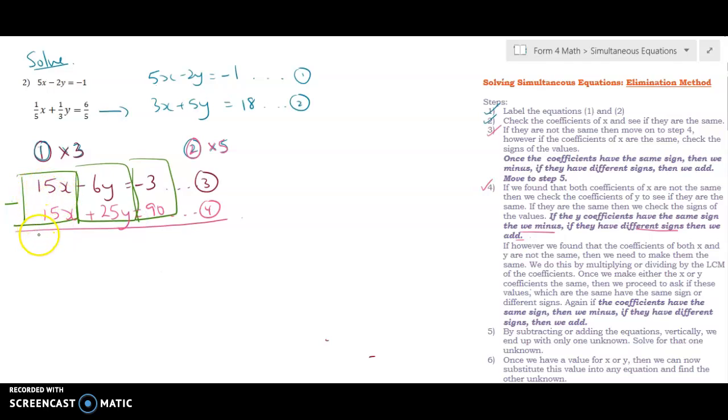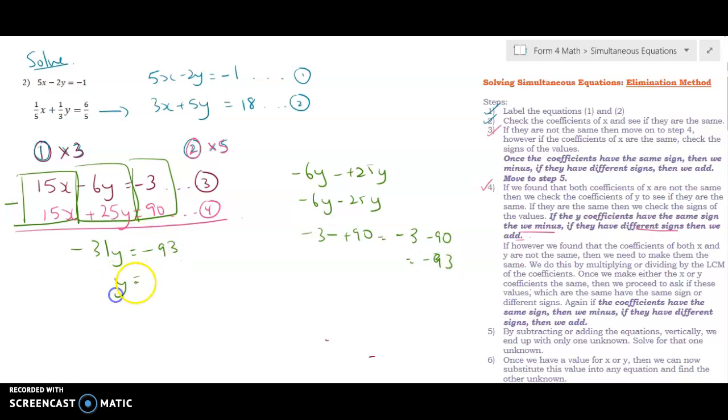So 15x minus 15x would be 0x. I don't need to write that. Minus 6y minus plus 25 would be this. Minus 6y minus 25y, which will be minus 31y. Minus 3 minus 90 would be minus 93. So we get minus 93 here. So we get this over minus 31. They will cancel. And that answer ends up being 3. So lovely. Y is 3.